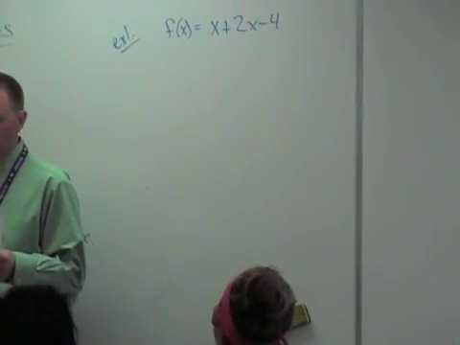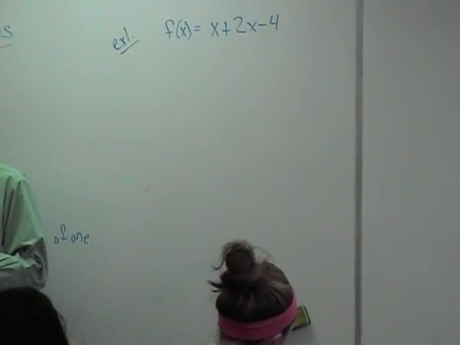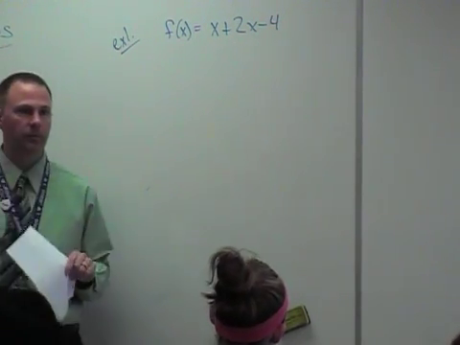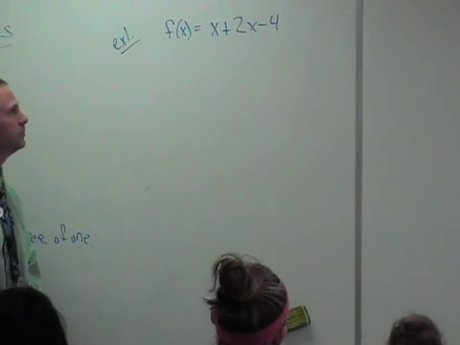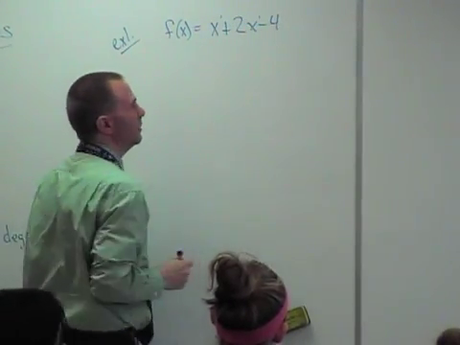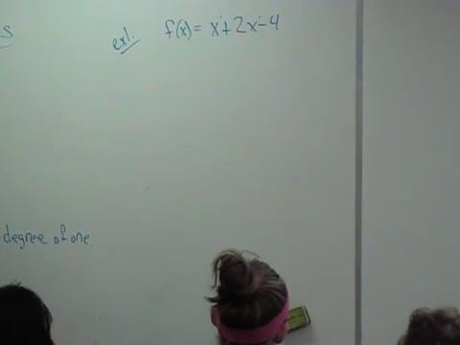Okay? Second, I want to know the slope and the intercept, which means put it in slope-intercept form. I have a question. Yes. How is that linear if there's 2x? Now, the highest degree is a 1. Doesn't matter if there's 2 of them.